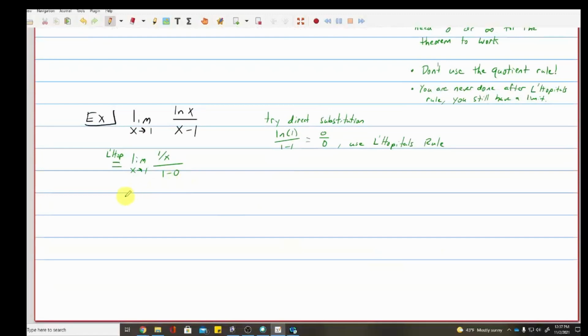So what I'm going to do is rewrite this. 1 minus 0 is 1, so I can just write this as 1 over x. And now I'm going to do direct substitution. So maybe as my notes, I'll put ds for direct substitution to indicate, okay, that's how I'm getting this next step. I plug in 1 and I just get 1. Okay, so the original limit as x approaches 1 of ln of x over x minus 1 is just equal to 1.